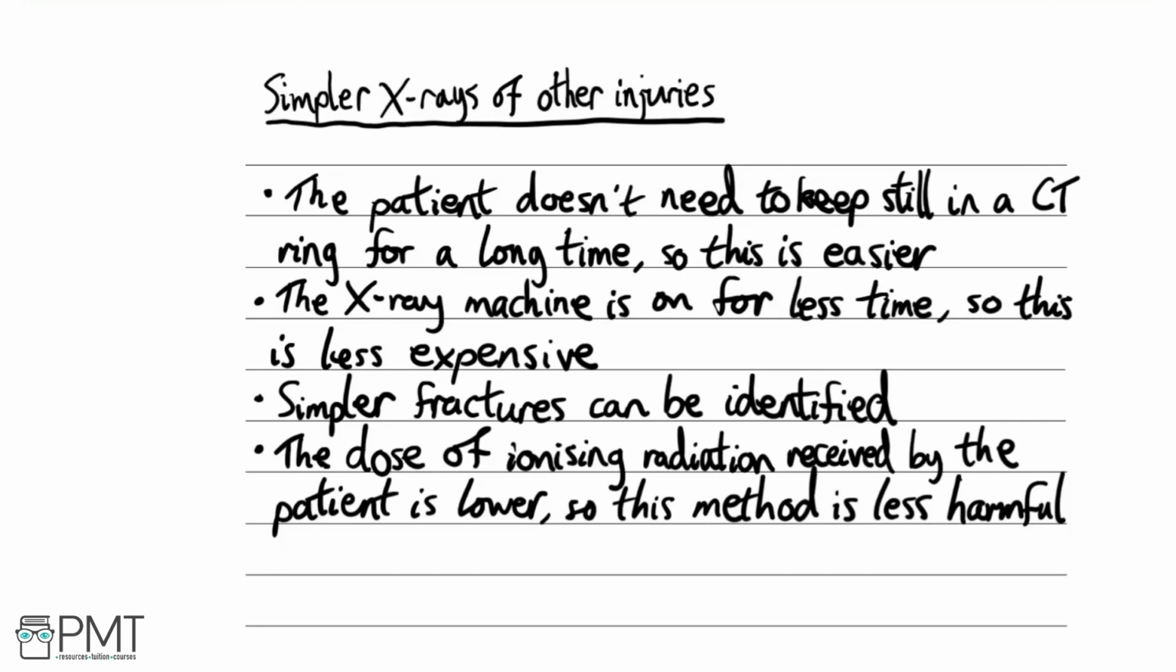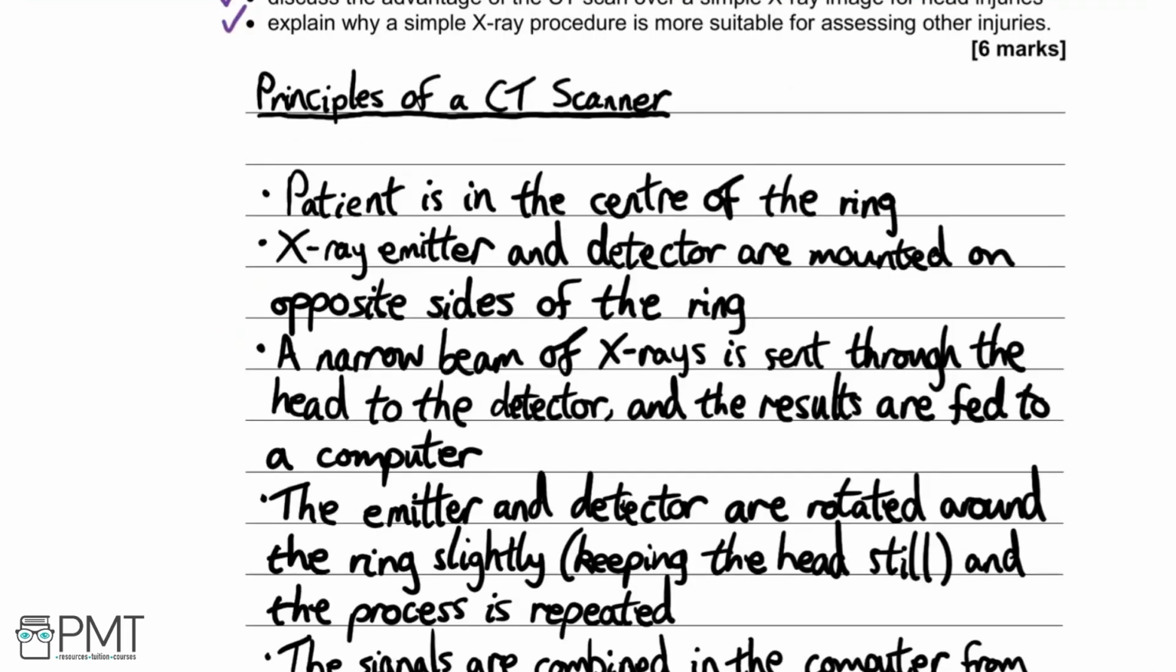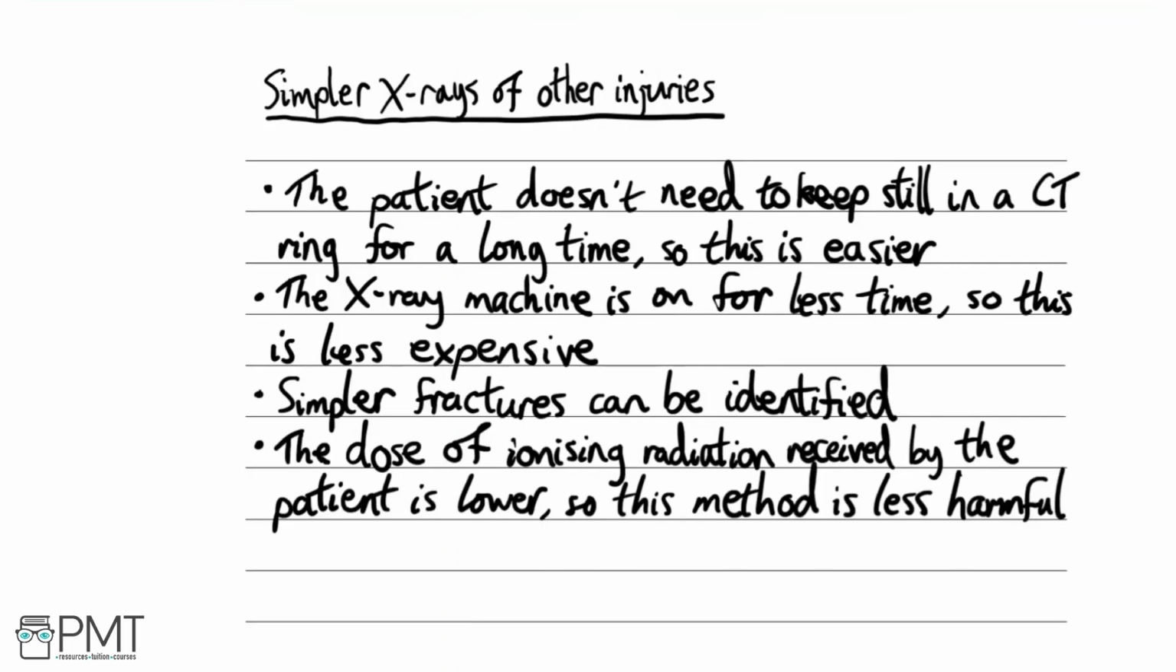In terms of marks, I'm not going to assign 1 mark per point because obviously we've written more than 6 points. What I've written is an example of a model 6-mark answer, but to drop from 6 marks to 5 marks, some of the basic principles of the CT scan might be missed. For example, mentioning the fact that X-rays are emitted at multiple different angles for one slice image, or mentioning that this is put together in a computer. You might have less detail when explaining the advantage of CT scans for head injuries, or the same for simpler X-rays of other injuries. Combining mistakes together will cause a larger number of marks to be lost.